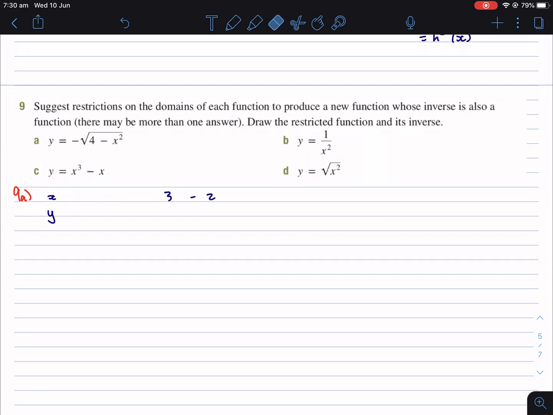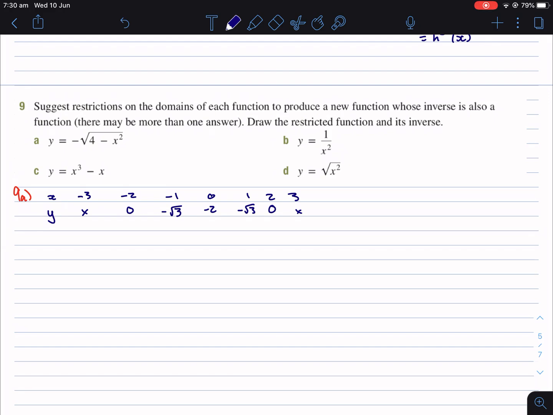Let's do -3, -2, -1, 0, 1, 2, 3. So for Y, we're going to have -3 squared is 9. 4 take 9, can't do. -2 squared is 4. 4 take 4, 0. 0, 0. -1 squared, 1. 4 take 1. So we've got -√3, and it's going to be -2.